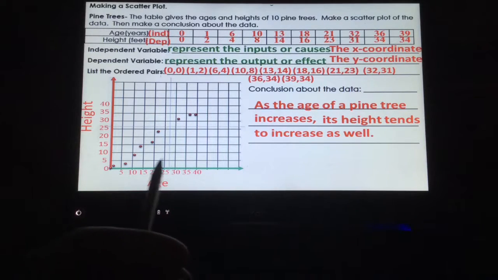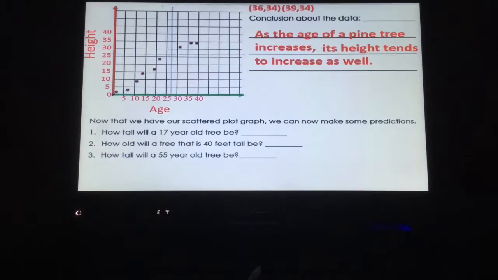Now, the other thing that's really nice about having a scattered plot is it can help you predict things. So I'm just going to move up a little bit. Now, what you can do is you can kind of guess either the height or the age of something would be if you knew the other part of it. So, for example, number 1, it says, how tall is a 17-year-old tree? Now, we don't have 17 in our data pool, but we can kind of guess because over here, this is where the age is around 17.